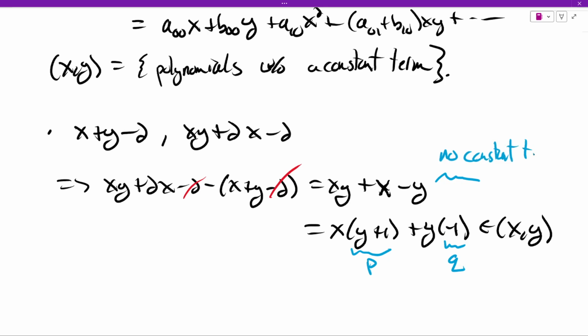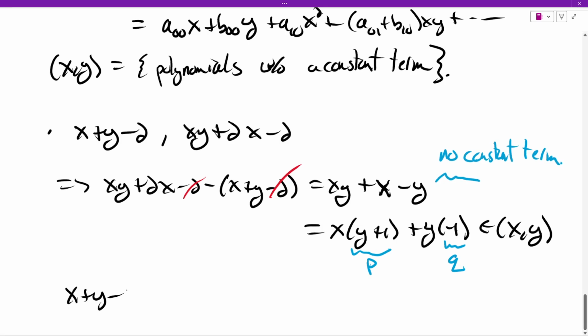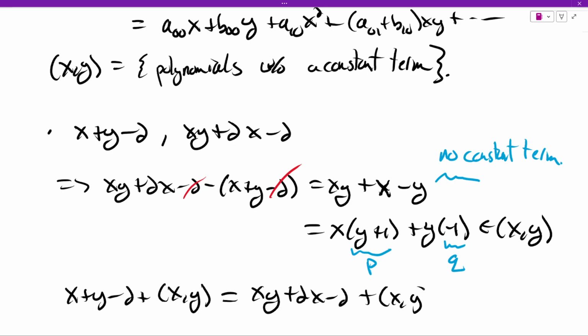That's the criteria for being in the ideal, but we went ahead and actually found explicit polynomial combinations of x and y to show we're there. So x plus y minus 2 is congruent to xy plus 2x minus 2 modulo the ideal generated by x and y, as an example. Great, let's do another example.